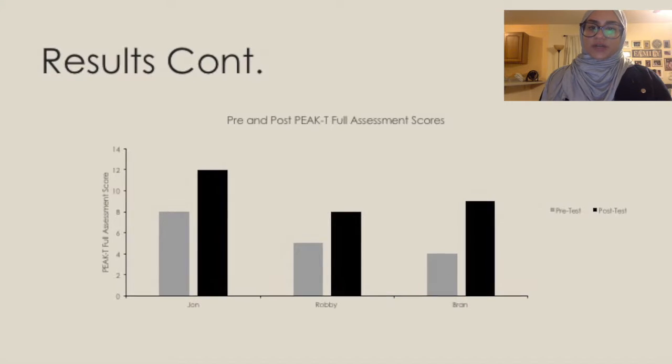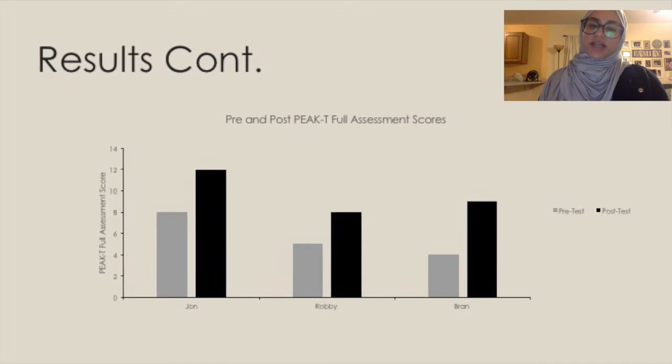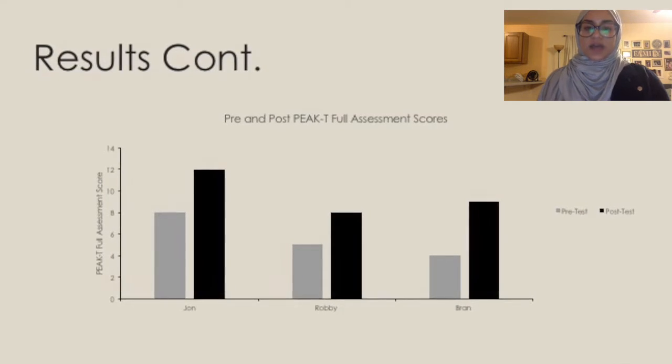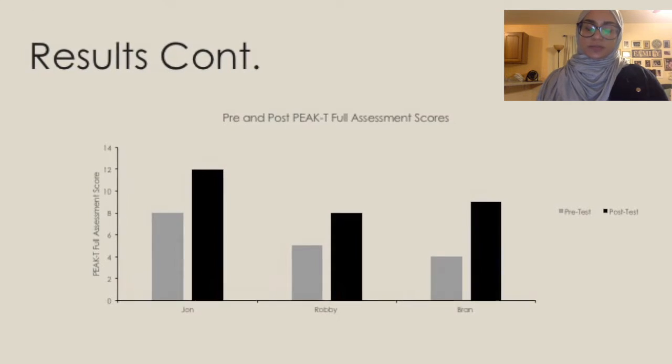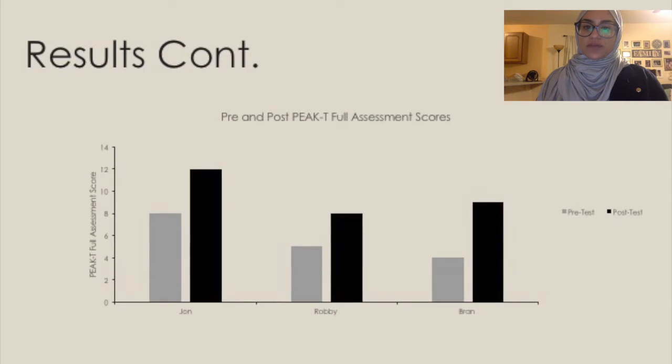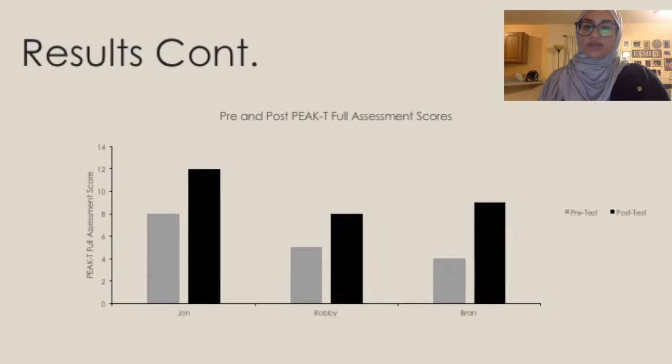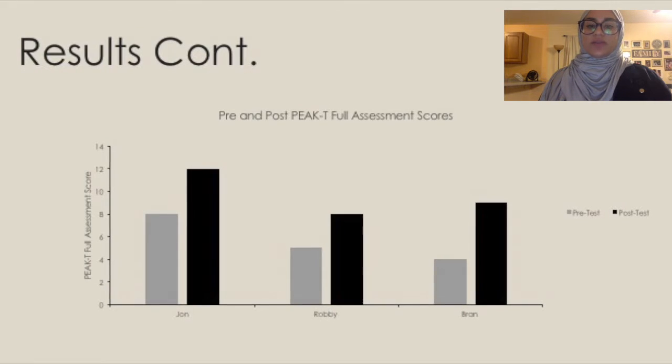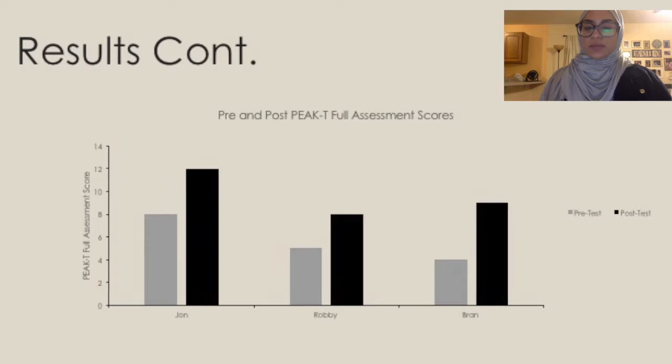Before training, John was able to achieve a score of 8, and after it was a score of 12. For Robbie, he achieved a pre-test score of 5 and a post-test score of 8. And for Bran, he was able to achieve a score of 4 pre-test and 9 post-test.